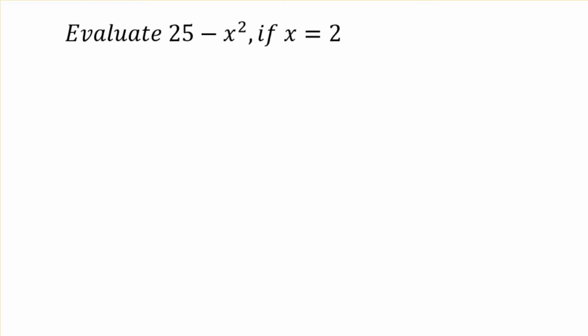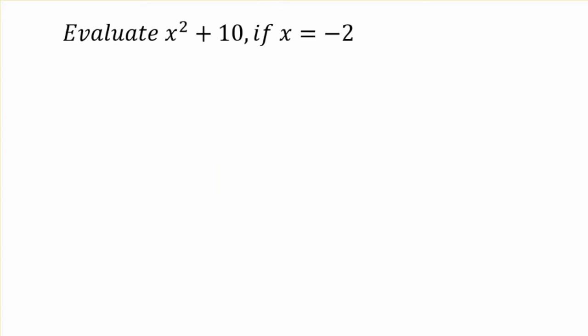Here's why that is. Look at a problem like this where it's 25 minus x squared. Whatever x is going to be replaced with 2. Put that in parentheses. You keep that negative sign. 25 minus 2 squared is 25 minus 4. That's 21.